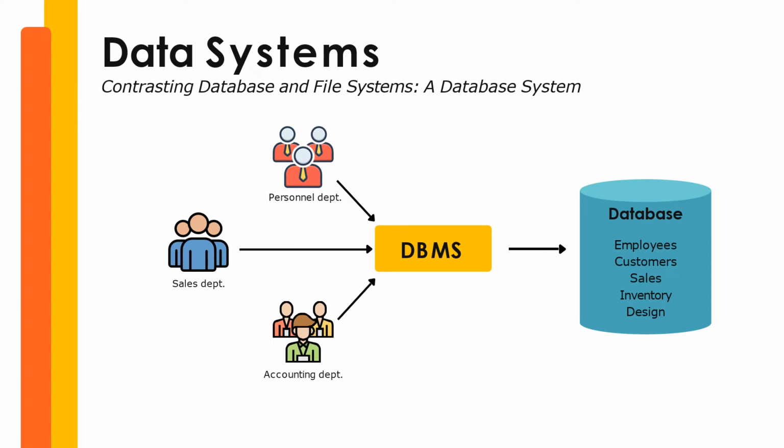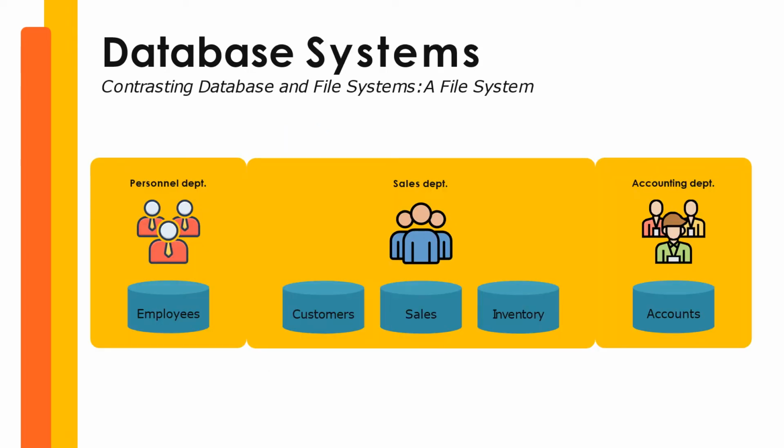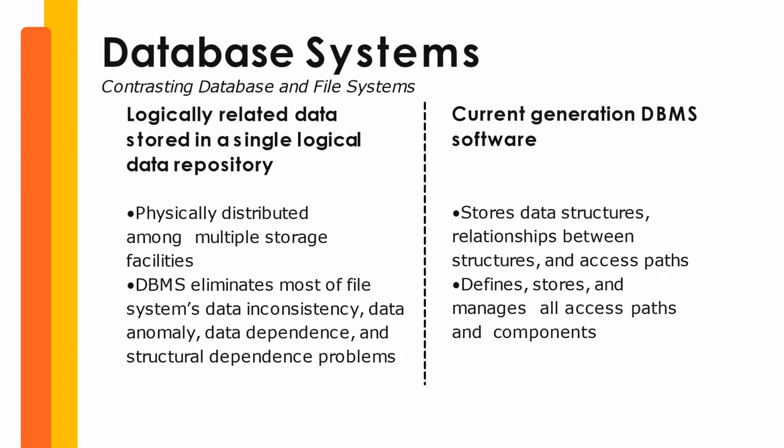Now, everything that we have discussed in the previous slides is going to be addressed when we use a database management system. If you can recall, in the file system, different departments are housing their own data. This can be problematic, especially if you are going to communicate with each other or share data across different departments. So, if we have a database management system, all logically related data are stored in a single logical data repository. They are physically distributed among multiple data storage facilities, and it eliminates most of the file systems' data inconsistency, data anomaly, data dependence, and structural dependence problems.